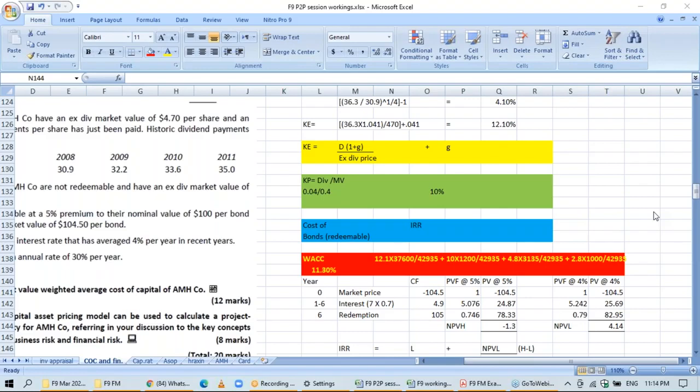Yes, cost of preference shares is dividend divided by market value if the preference share is irredeemable. No, you don't need to write the formula. If you know accurately that the formula you are using is right, you don't need to write it. You'll get the marks. Examiner knows the formula, right? Market value is not negative.